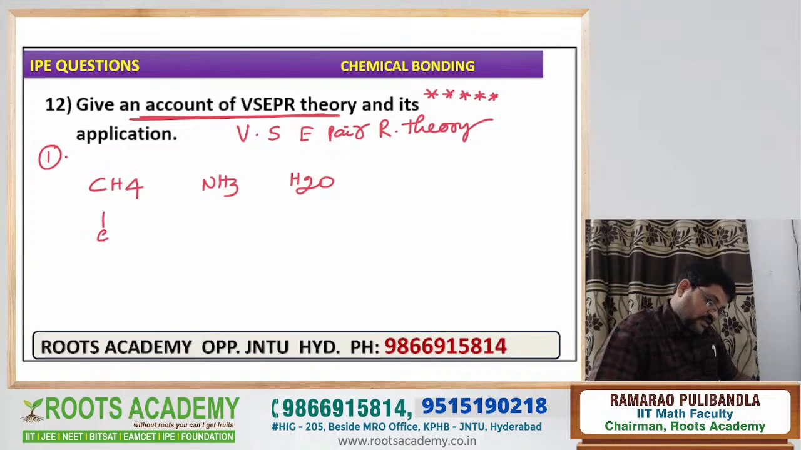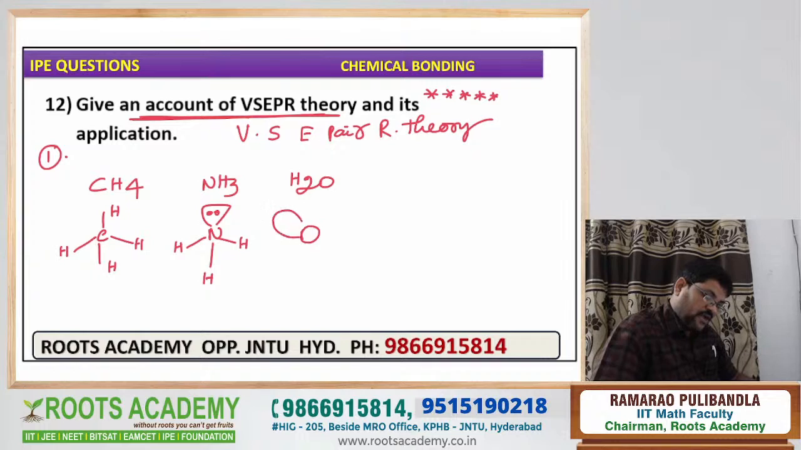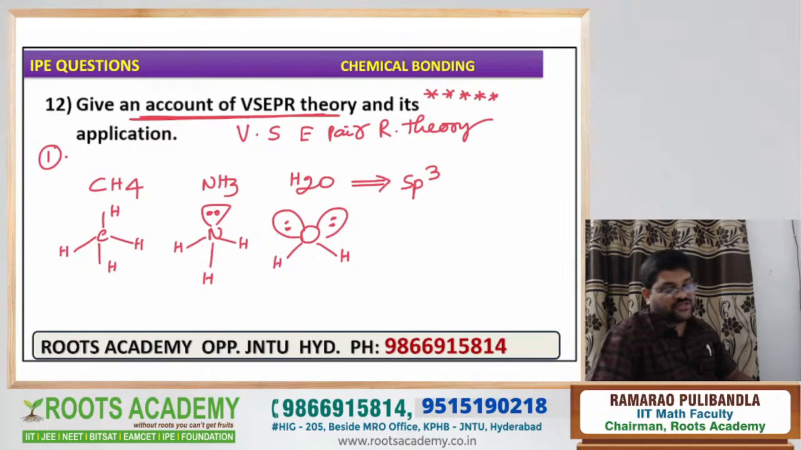Methane is tetrahedral with sp3. Understood? And the second one is what? Ammonia is sp3 with a lone pair. Understood? And the next one, H2O, has two lone pairs with the two hydrogens. Now see the excellent point: all belong to sp3 hybridization.